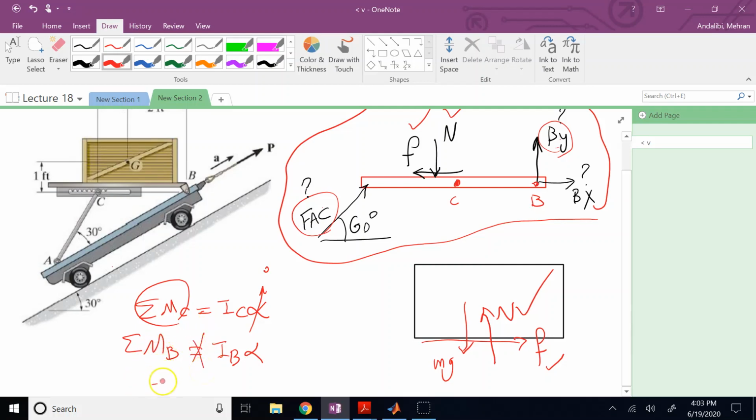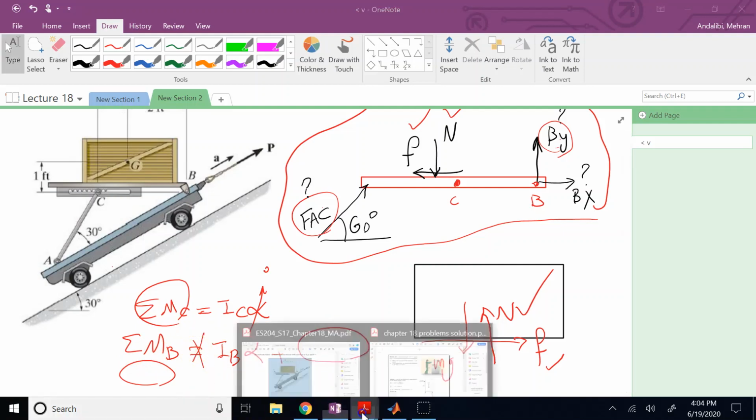So although this point is good from the perspective of eliminating unknown forces on the left side, the right-hand side is not this simple. And then you might wonder, well, is there anything we can add or subtract or do to this formula to make the equality valid? And the answer is yes, you can.